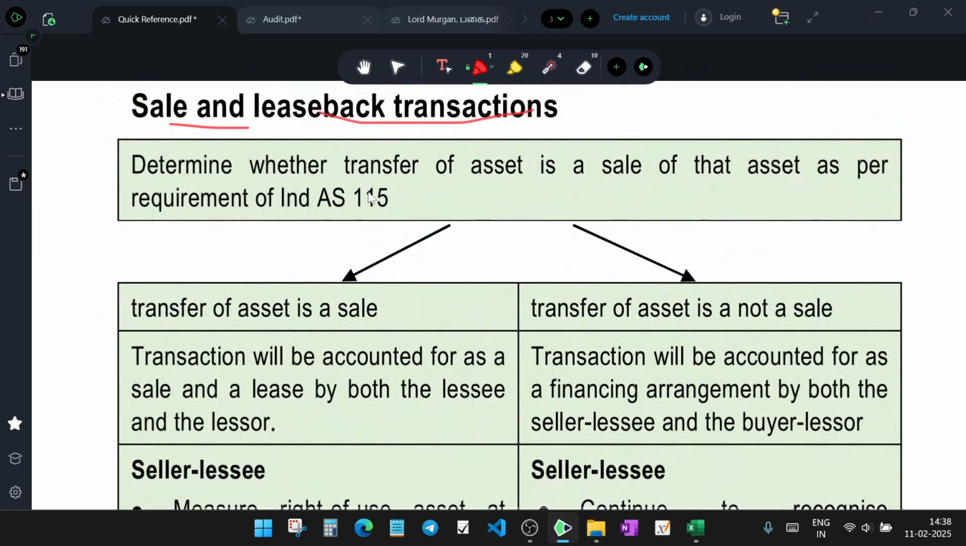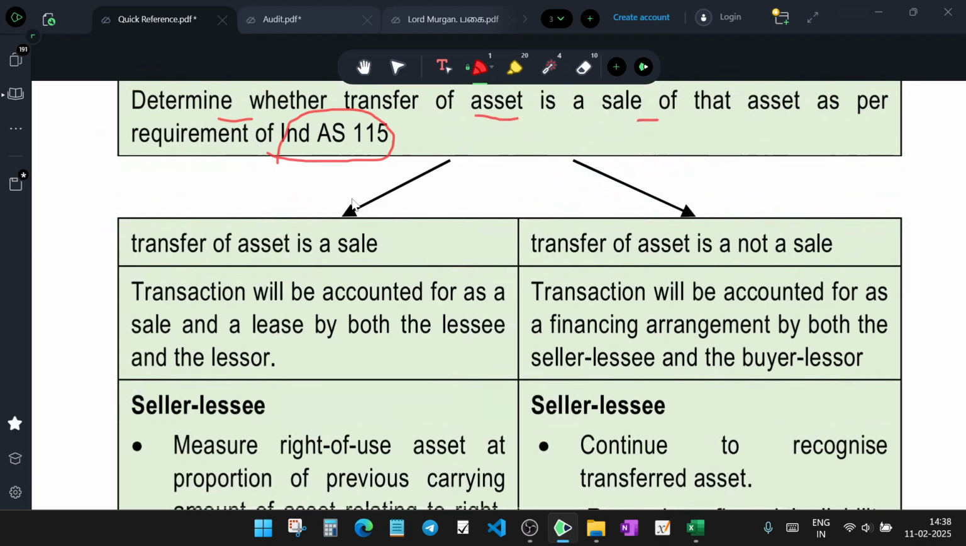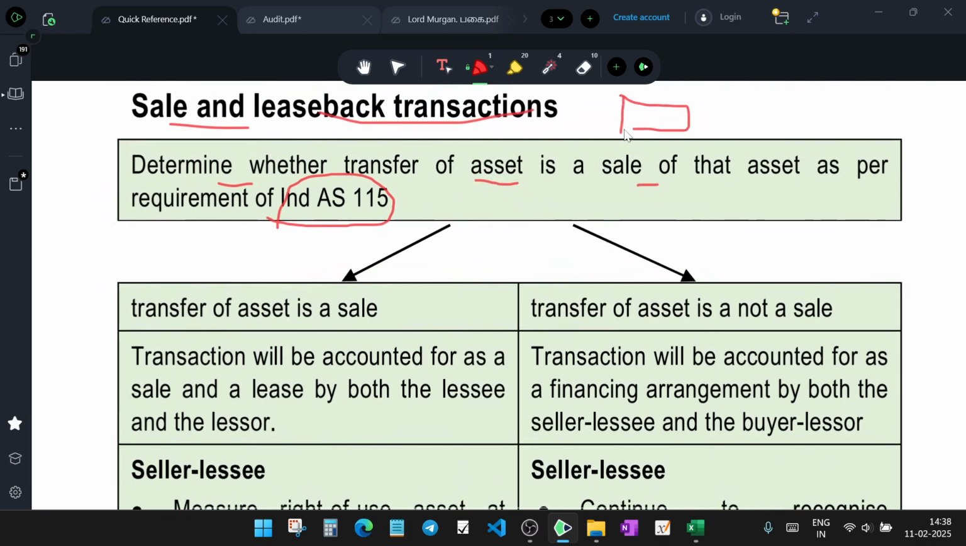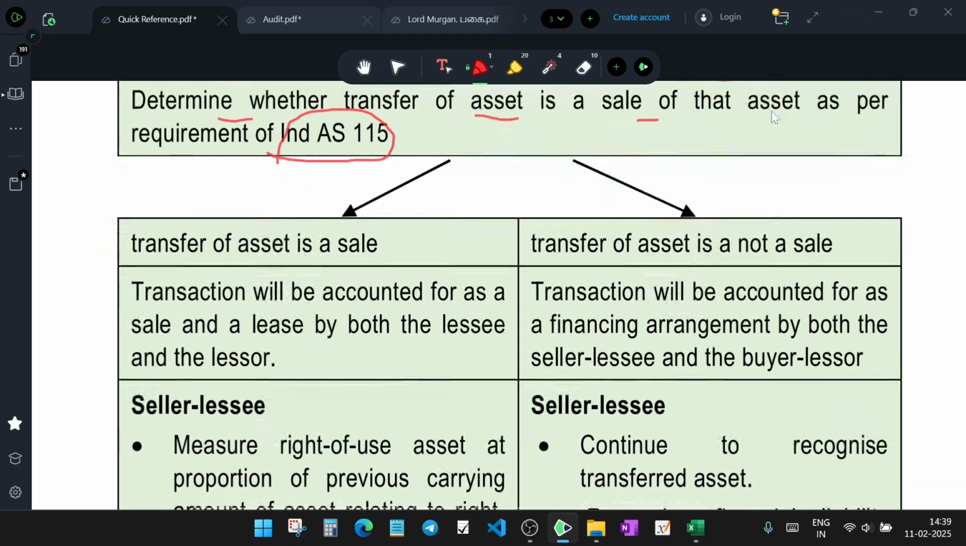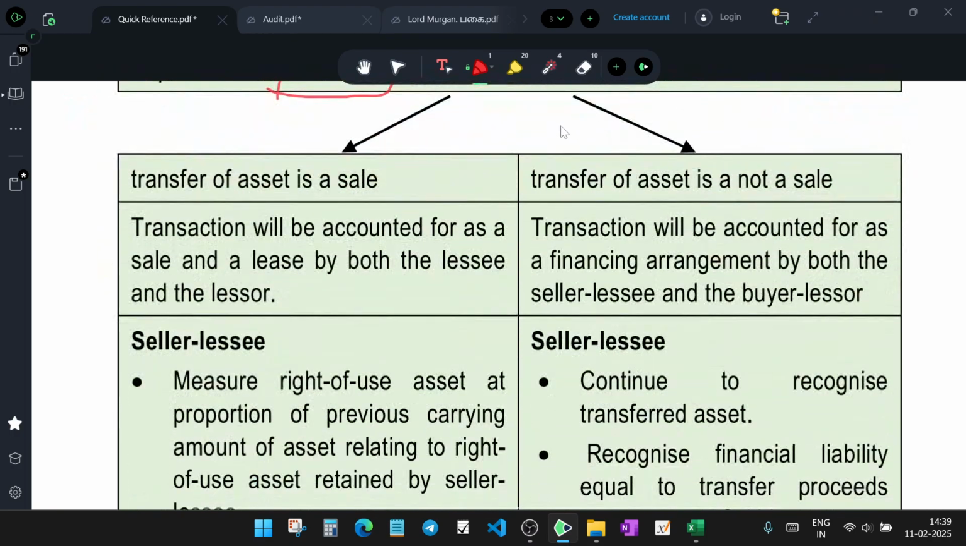Sale and leaseback transaction. Determine whether the transfer of the asset is a sale of the asset as per the requirements of Ind AS 115. So I have an asset, sir. I have a car, but I want to use that car personally. So one thing you'll do: I will sell the asset to you, and you give me a payment of this much. Then monthly I will pay you some amount. The car is yours, but I will use it. For that, I will make you a monthly payment of this many rupees. I need this car. This is a sale and leaseback transaction.